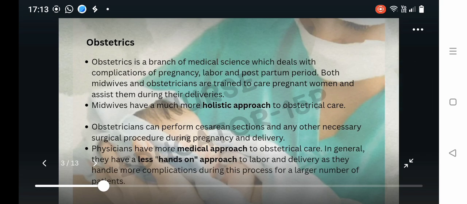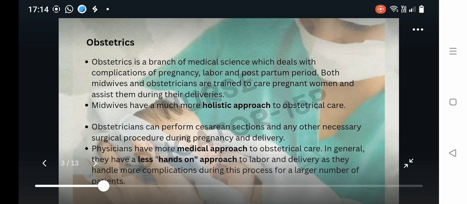Then we'll see the word obstetrics. Obstetrics is a branch of medical science which deals with complications of pregnancy, labor and postpartum period. What are the complications during labor, or even in the postpartum period? Some women might have high risk pregnancies. She might have other disease conditions related to pregnancy, like hypertension, diabetes, HIV. So these conditions are dealt with in obstetrics.